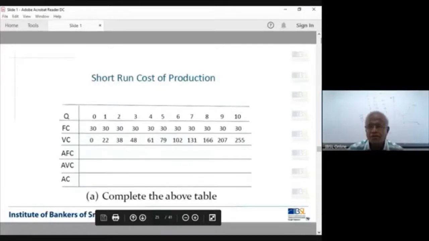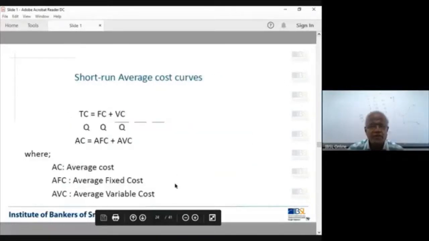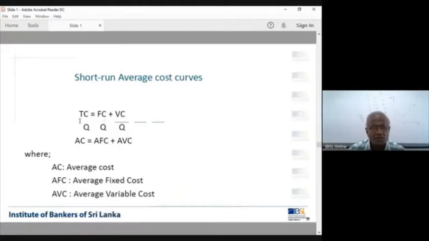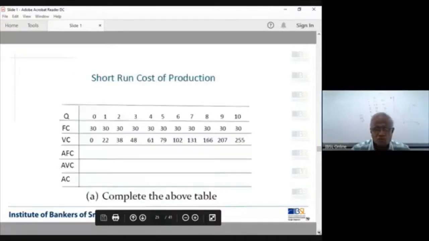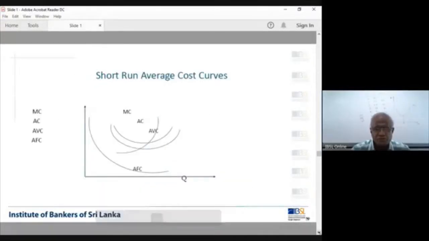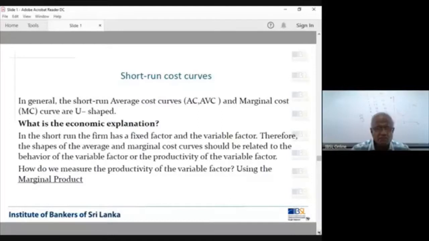Short term. Before that, we'll discuss the average also. Average cost curve. Something is wrong with this PowerPoint presentation. You have to divide by output to get averages. Before that, let me see the average cost curve. So this is the curve.